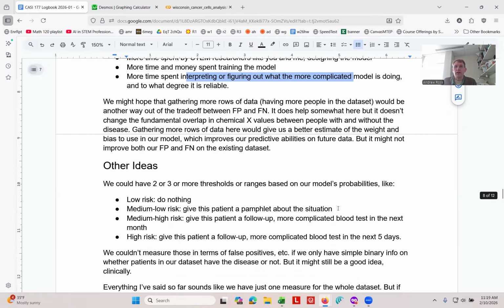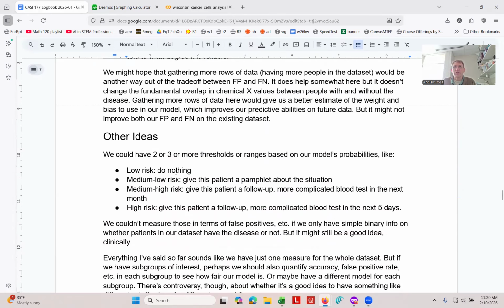Some other ideas that are related. We don't have to have just one threshold. We could have two or more based on our model's probabilities, like low risk, medium risk, and high risk, and we could do different things for people in those different categories. We couldn't measure those in terms of false positives or negatives if we only have simple binary info on whether the person has the disease or not, but it might still be a good idea clinically.